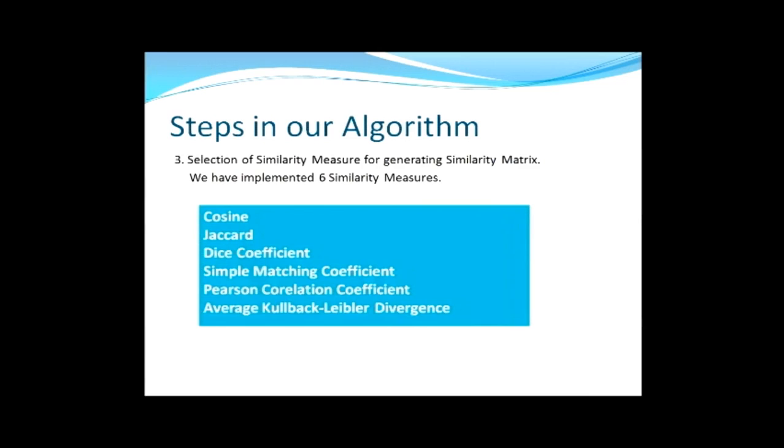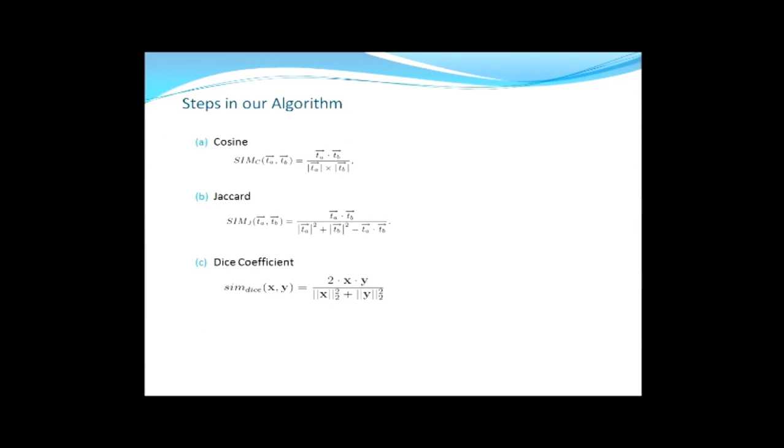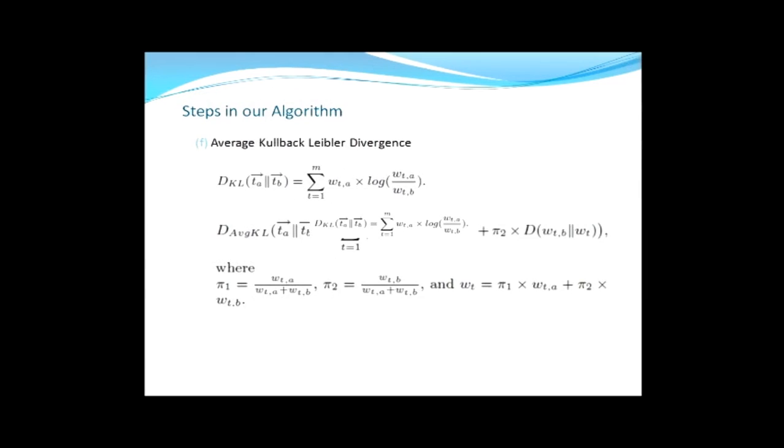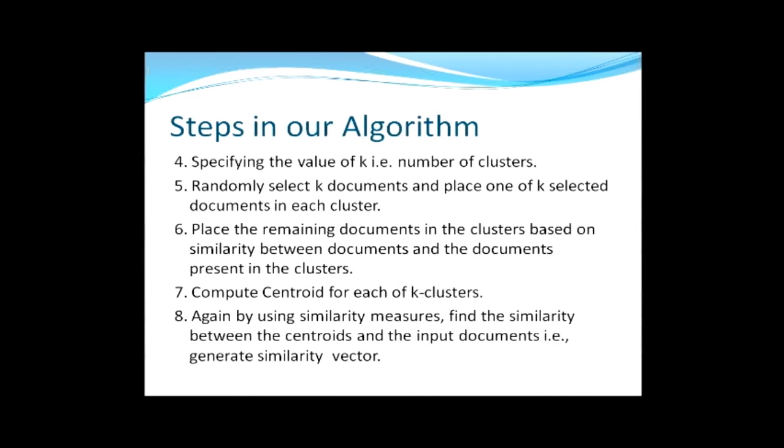Now, after generating input vectors, we have generated similarity matrix using one of the following similarity measures. In our K-means algorithm, there are 6 similarity measures: cosine, Jaccard, Dice coefficient, simple matching coefficient, Pearson correlation coefficient, and average Kullback-Leibler divergence. Using any one of the similarity measures, we have generated a similarity matrix for the document. Then we need to specify the value of K, that is the number of clusters.